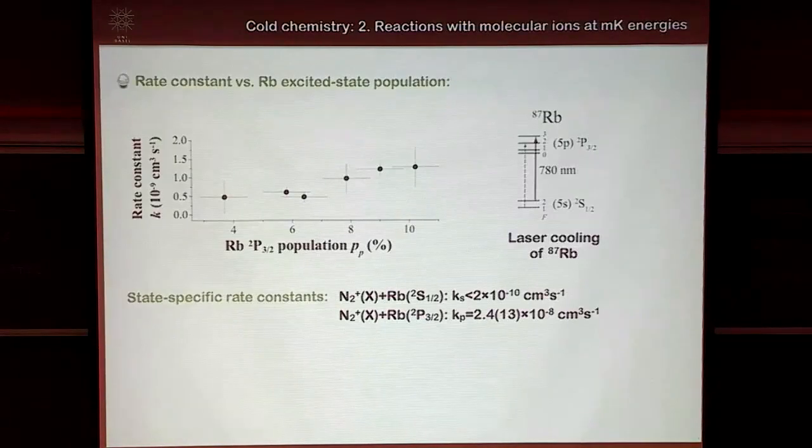What is quite remarkable in this system is that the nitrogen ions are only sympathetically cooled, so they are all in the ground state. But the rubidium atoms are laser cooled. And what we find is that we have a strong dependence of the rate constant on the population in the rubidium 2P3/2 state, which is the upper state of our laser cooling transition. We can work out the state-specific rate constants, and we find that in this excited channel the rate constant is more than 2 orders of magnitude larger than in the lower channel. So what is going on here?